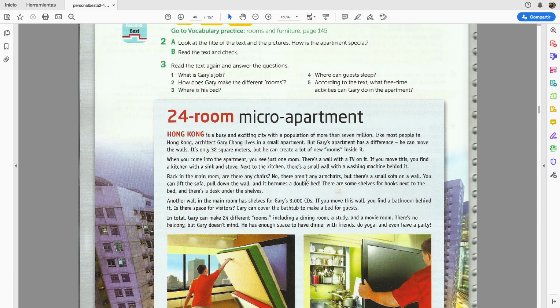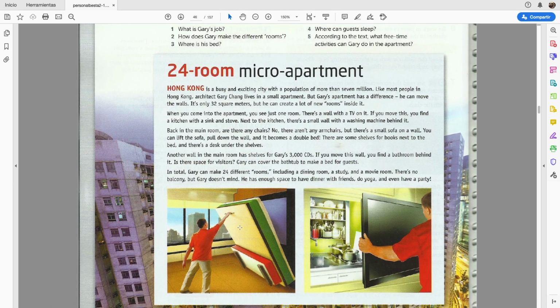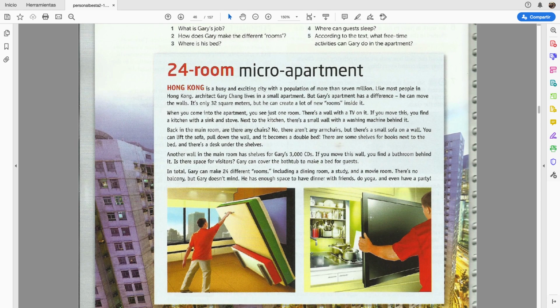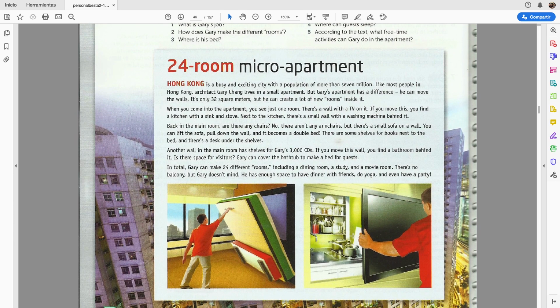So let's see. Here we need to read the text and answer the questions. Here we have a couple of questions, so let's read first, and then we are going to answer those questions. Okay? Oh, look at this! I don't know what this guy is doing with the television in the kitchen. I have no idea.